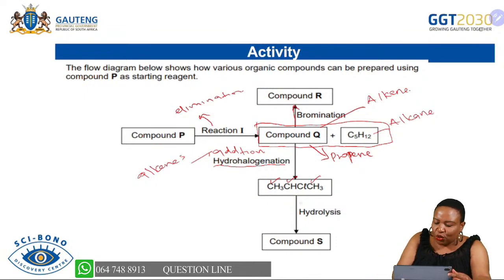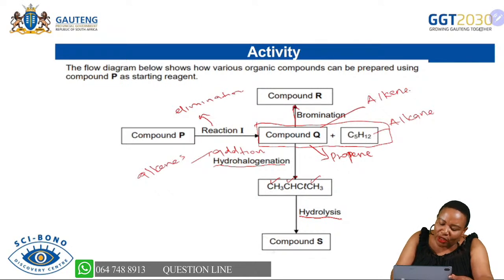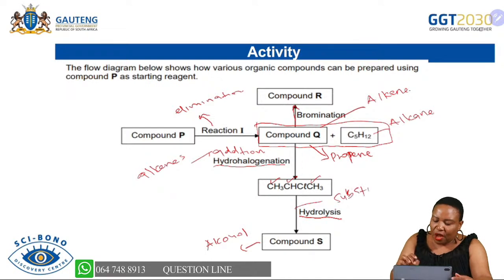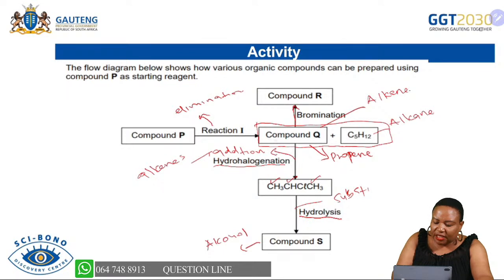And then this 2-chloropropane will undergo a hydrolysis reaction. By the way, when does the hydrolysis reaction occur? It is when a haloalkane reacts with a dilute strong base to give you an alcohol. So we already know that this S is now an alcohol. If this is an alcohol, this is going to be our substitution reaction. So we can identify all these reactions. This one we have identified as addition, this one as elimination, this one as substitution.